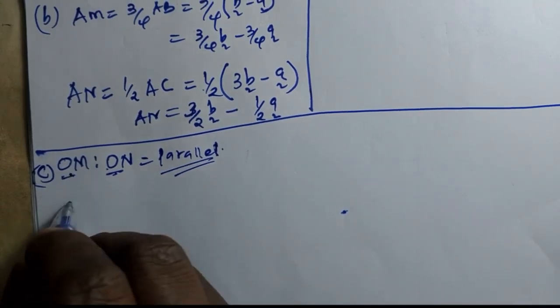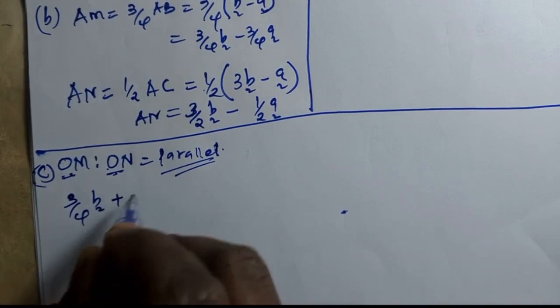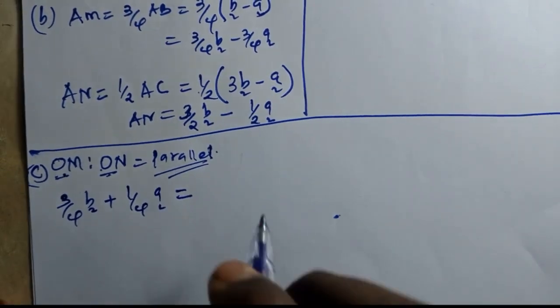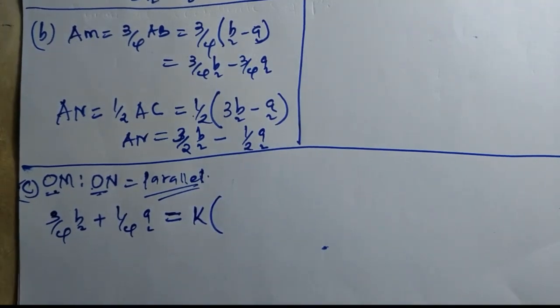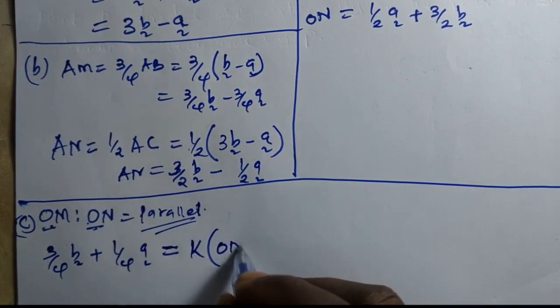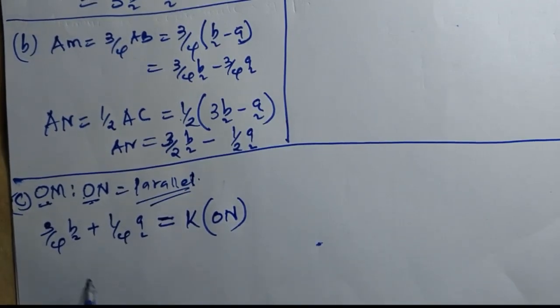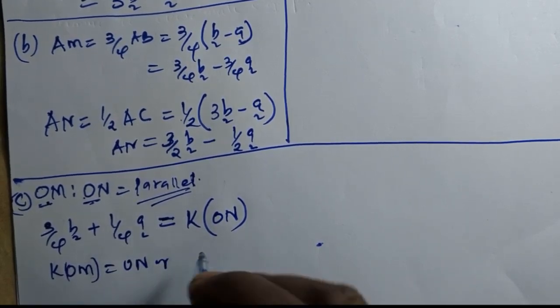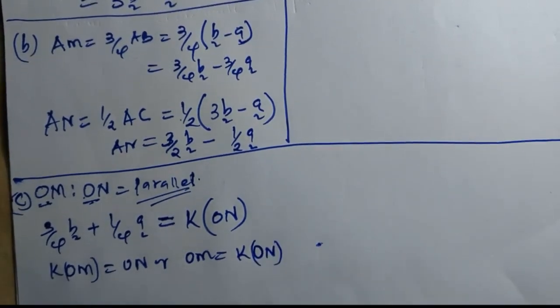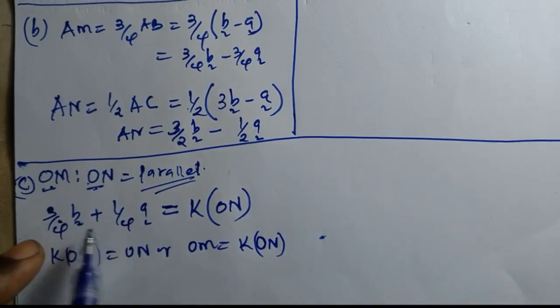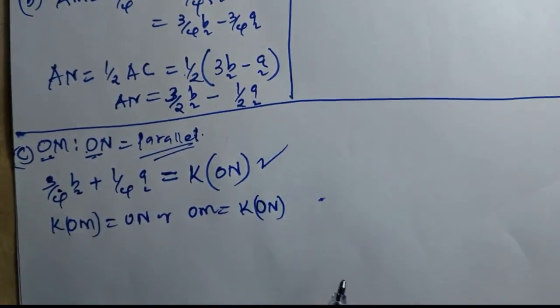So we have OM as 3 over 4b plus 1 over 4a, which is equal to a constant k times ON. You must express one in terms of the other, and if it is possible to express one of them, you can say k OM is equal to ON, or this way, OM is equal to k ON. So I have decided to express OM as k ON. So let us use this one, but you can use either.